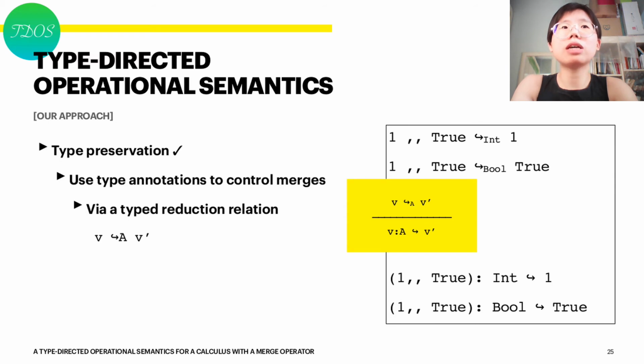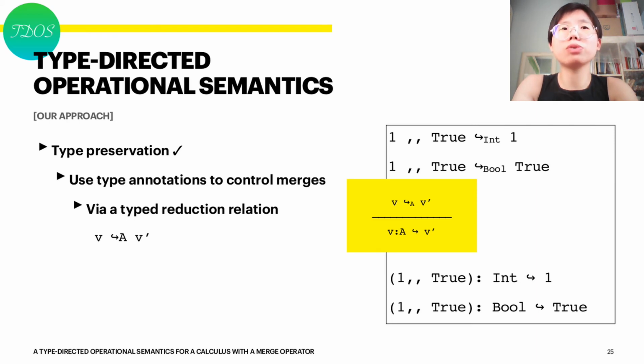To reduce such an annotated value, our reduction rule triggers a typed reduction relation, which reduces a value against a type and produces a value of that type, working like a coercion toward the target type. For example, on the type int, 1 merged with true is reduced to 1. On the type bool, the same term is reduced to true.